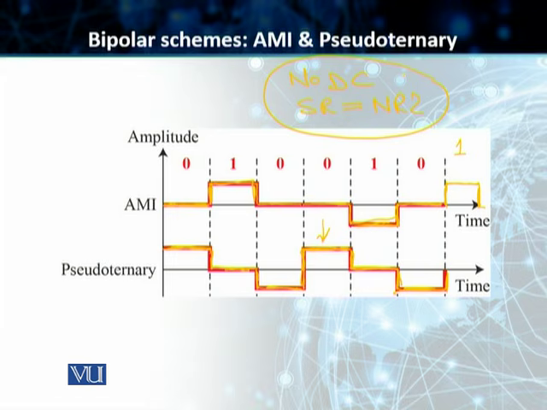AMI, alternate mark inversion, is commonly used for long distance communication, but it still has a slight synchronization problem when long sequences of zeros are present. So students will see how we can use different techniques. One of those techniques, which we have already spoken about, is scrambling. This is a particular case where the technique of scrambling may be needed to fix the synchronization problem.